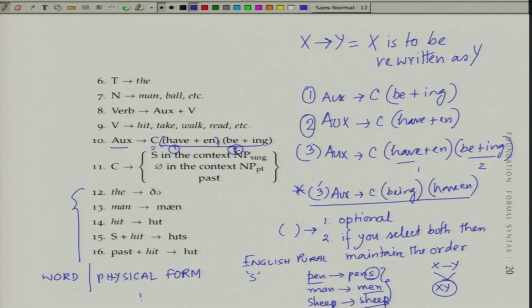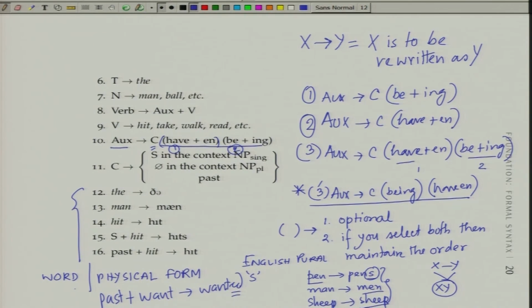So in that you can see that past plus want becomes wanted. This is the past. Now this past doesn't depend on any context, it doesn't depend on plural or singular, because the English language, as far as the past context is concerned, does not distinguish between singular and plural.